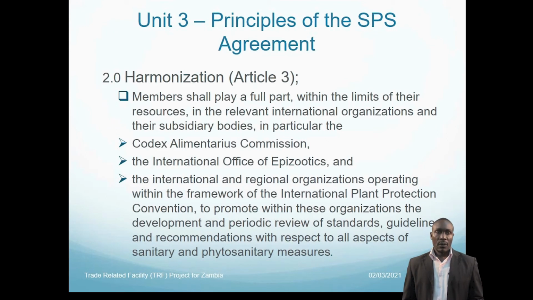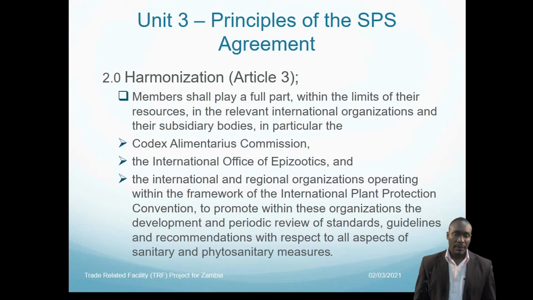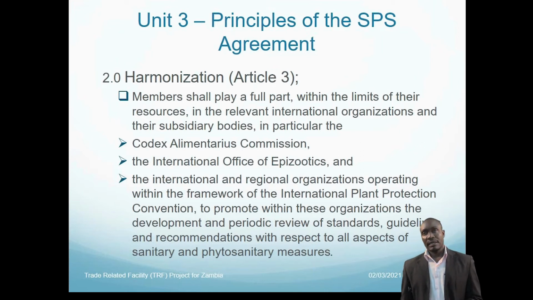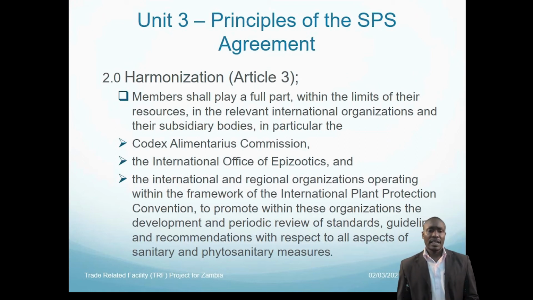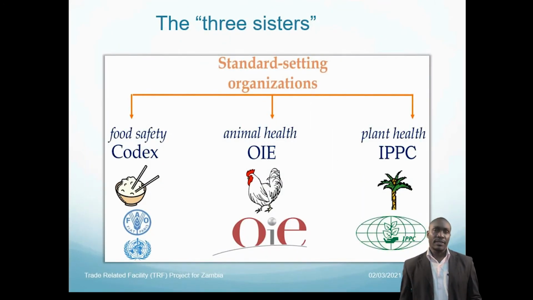Okay, now also part of the harmonization process is that there has to be a way of recognizing which are these bodies that are international. So the SPS agreement makes mention of three organizations. One is the Codex Alimentarius Commission. The second one is the OIE. And then the third one is the International Plant Protection Convention. So the Codex, the World Organization for Animal Health, and then finally the IPPC, and they are called the Three Sisters.